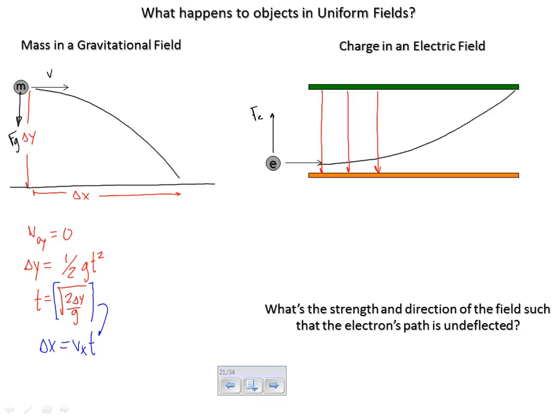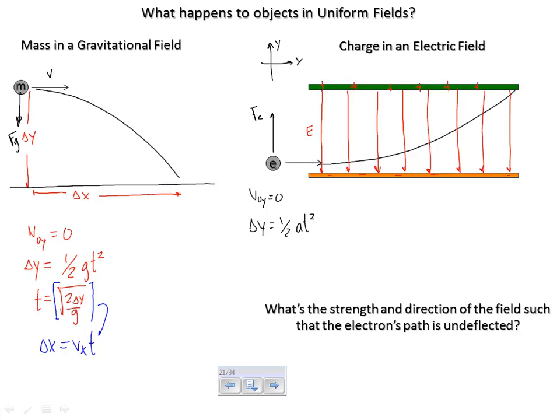Fields point in the direction of the force that a positive charge would feel. This is a negative charge. Right, so the field looks like that, which means this is the positive plate, this is the negative plate. And what's our analogy here? Well, if we use our same coordinate system, we can still say that v naught y is 0. We can still say that delta y is 1/2 a t squared.